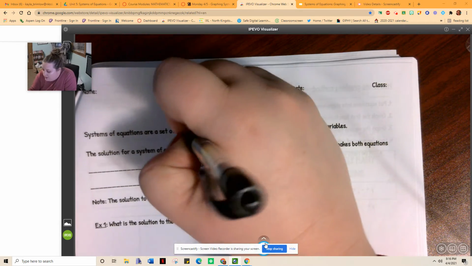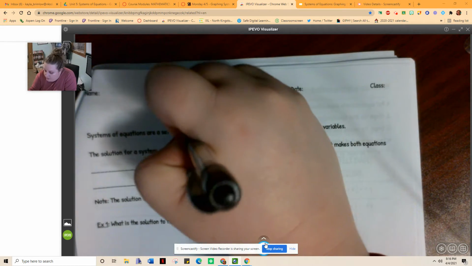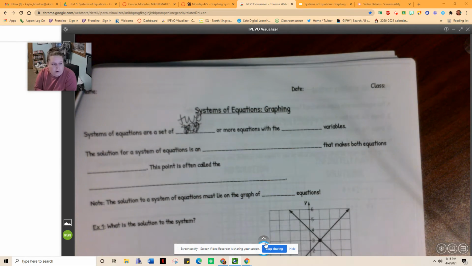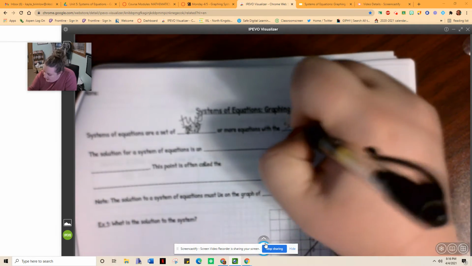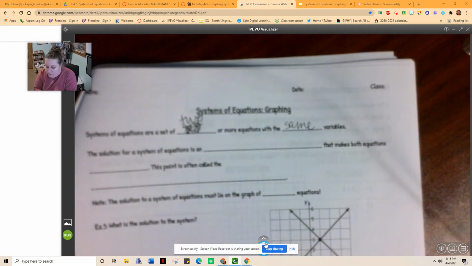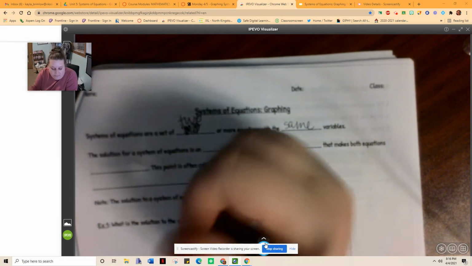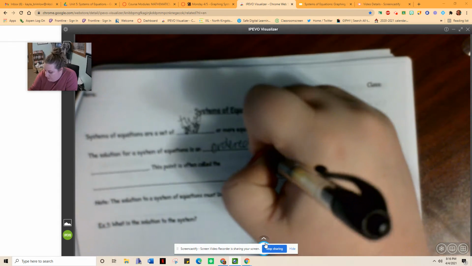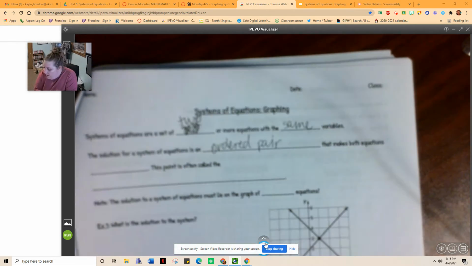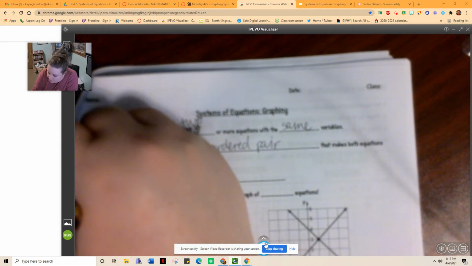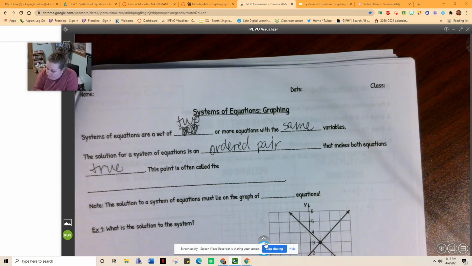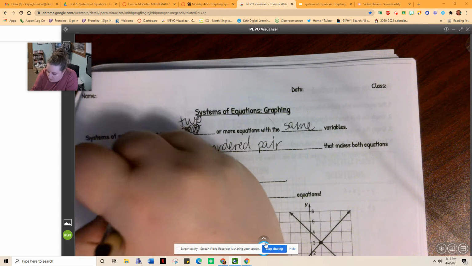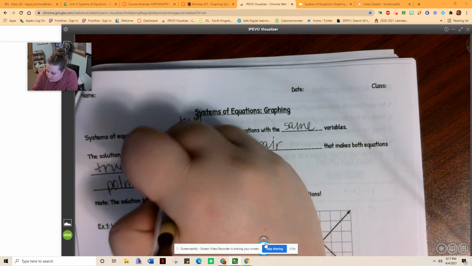Systems of equations are a set of two or more equations with the same variables. The solution for a system of equations is an ordered pair that makes both equations true. The point is often called the point of intersection.